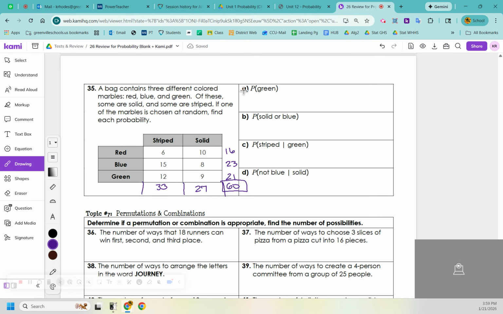All right, so what is the probability that the marble is green? Out of 60, out of the total, green is 21. And it doesn't say how to write it, so I'm just gonna write it as a simplified fraction. So that would be 7 over 20.